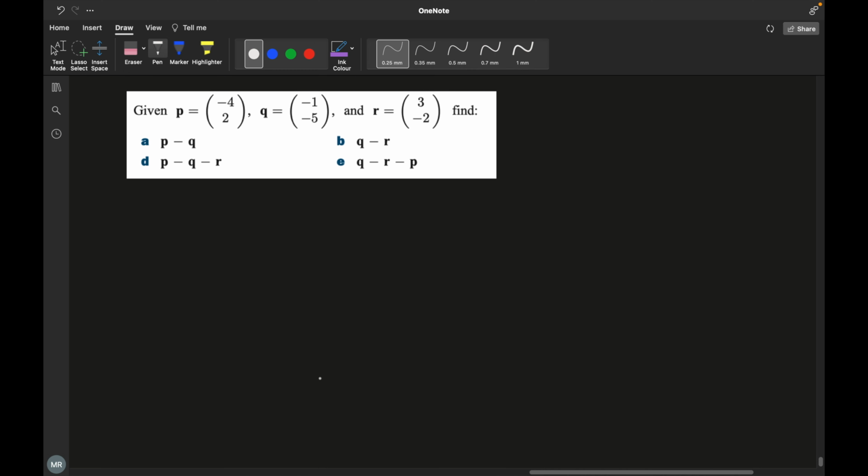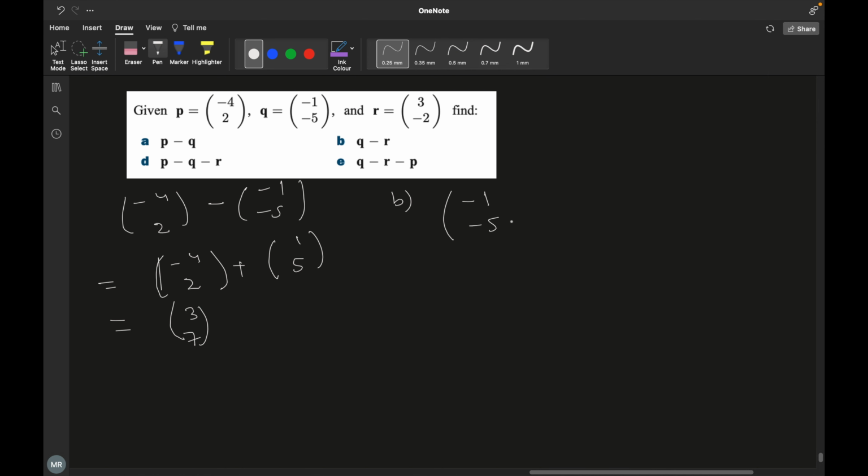And now let's do this question. We have to do P minus Q. So it's going to be 4, 2, minus of minus 1, minus 5. Minus 4, 2, plus 1, 5. It's going to be 3, 7. Let's do B. Q minus R.